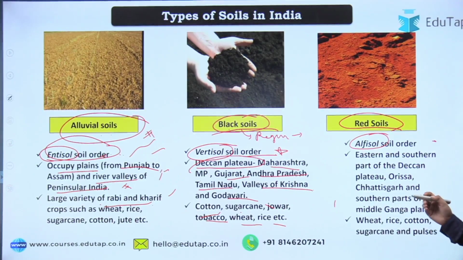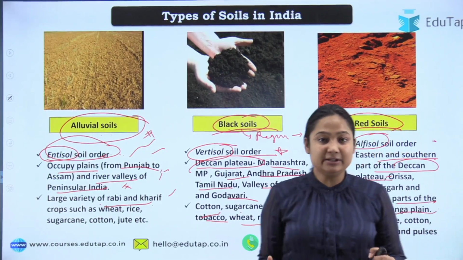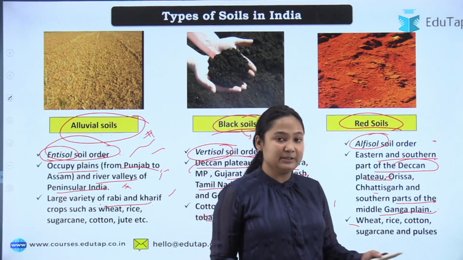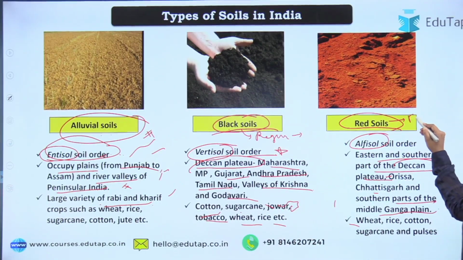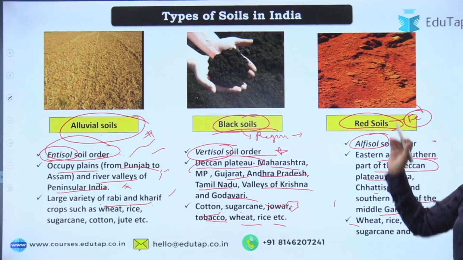Where is it found? In the eastern and southern part of the Deccan Plateau, which is Odisha, Chhattisgarh, and the southern part of the middle Ganga plain, so the middle of UP. What can be grown in red soil? It can be used to grow wheat, rice, cotton, sugarcane, and pulses. The red color is caused by the iron found in the soil, as you can see in the picture.